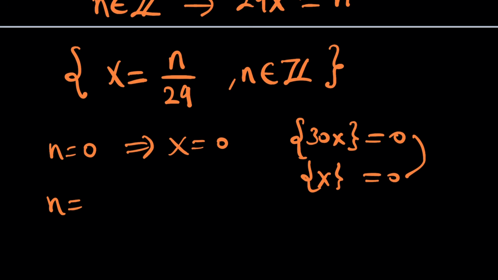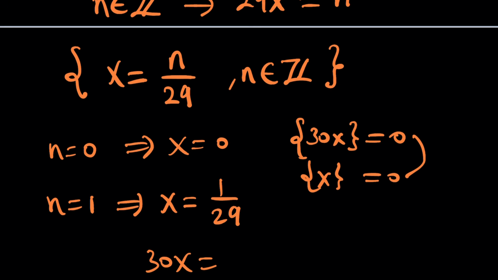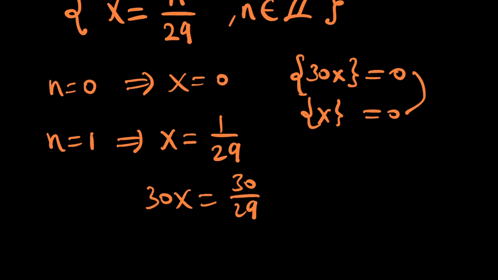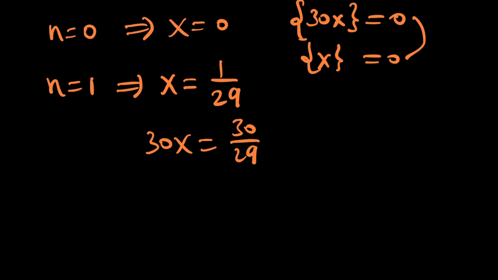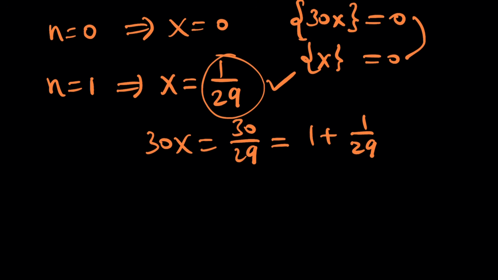What about n equals 1? Let's take a look. That's a more interesting case. x is going to be 1 over 29, and 30x is just going to be 30 over 29. Now, how can we show that the fractional parts of these two numbers are equal? Easy. You can write 30 over 29 as 1 plus 1 over 29. So notice that the fractional part of x, which is itself in this case, and the fractional part of 30x, which is 1 over 29, which is the same as x, they're equal.